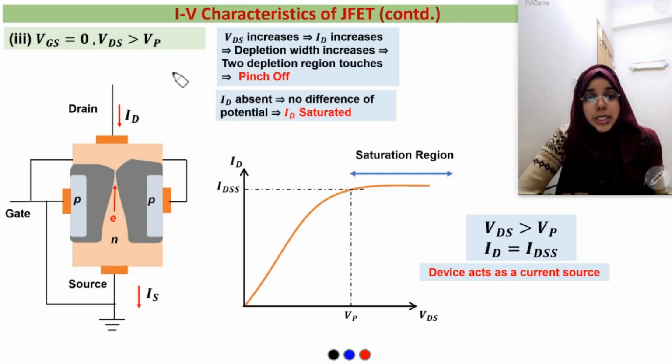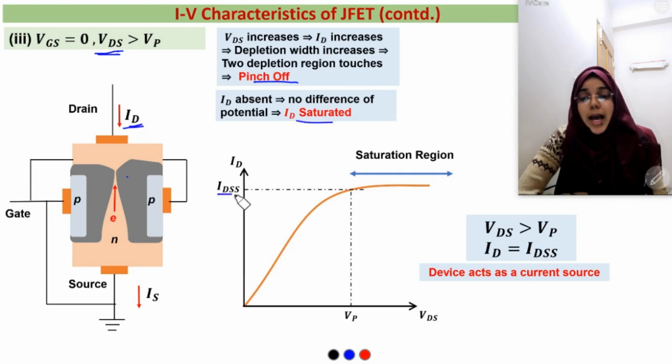Now, when we increase VDS, it results in two facts. Number 1 is ID increases, and number 2, depletion width also increases. Now, let's say the depletion width is increasing and making a narrower path for the current conduction. So, when the depletion region is narrowest, ID becomes saturated. It cannot increase further. So, if VDS is increased to such a point that the two depletion regions touch each other, this situation is called pinch off. So the drain current is pinched off and becomes saturated.